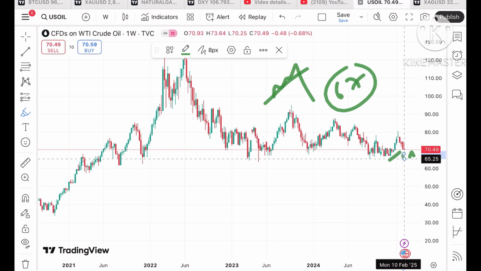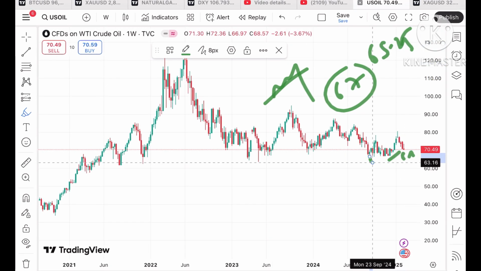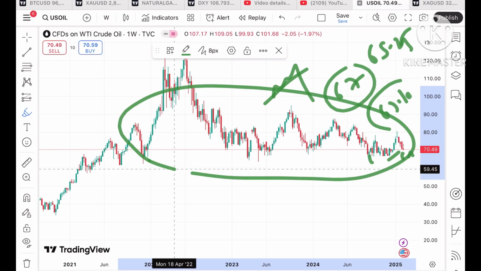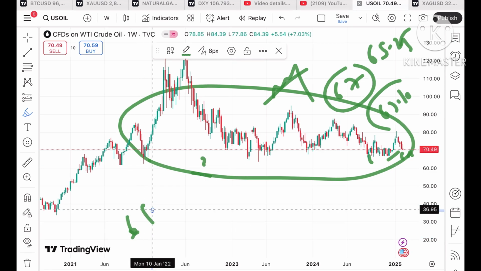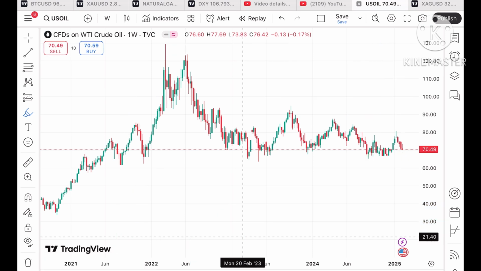If it starts going below this level, we can see a level of 65.25, and from there it will move below 63.16. Because there will be a zone breakout, for the fall we can see it move below a level of 61.5, because that is already a weak support.